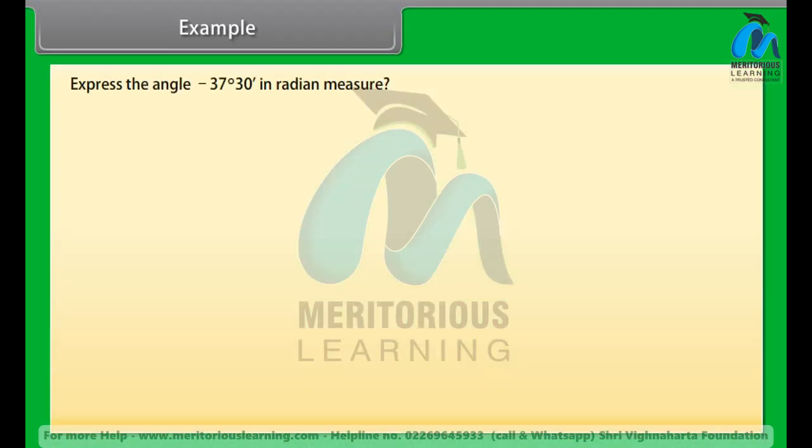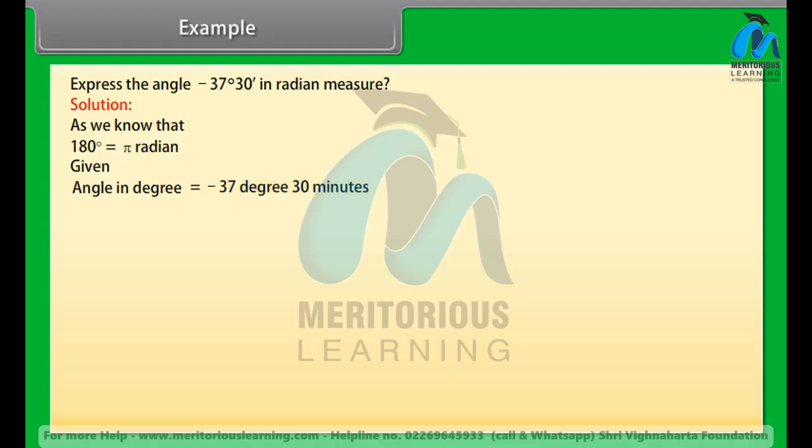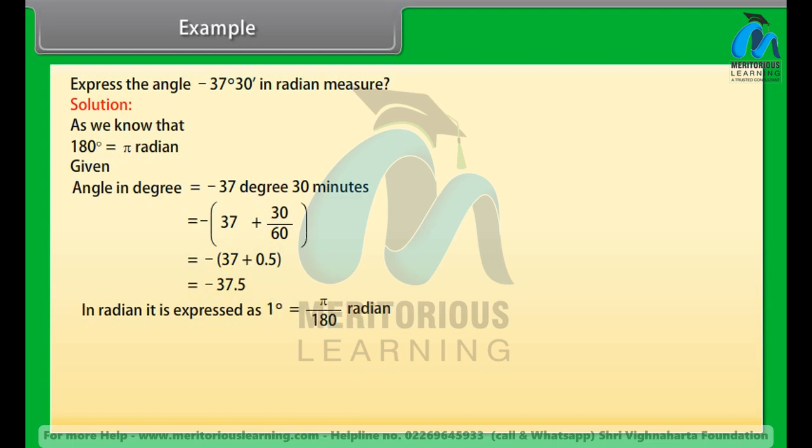Example. Express the angle minus 37 degree 30 minutes in radian measure. Solution. As we know that 180 degree is equal to pi radian. Given angle in degree is minus 37 degree 30 minutes, which is equal to minus of 37 plus 30/60, which is minus of 37 plus 0.5, equal to minus 37.5. In radian, it is expressed as 1 degree is equal to pi by 180 radian. Minus 37.5 degree is equal to minus pi by 180 into 37.5 radian, which is equal to minus pi by 24 radian.